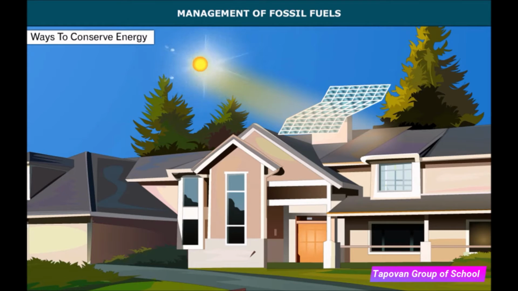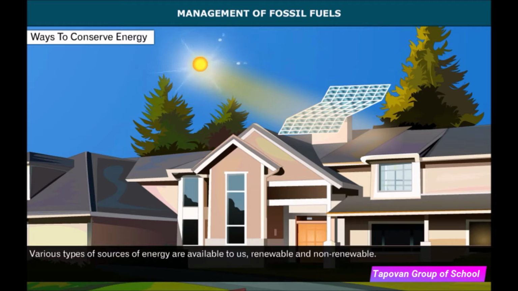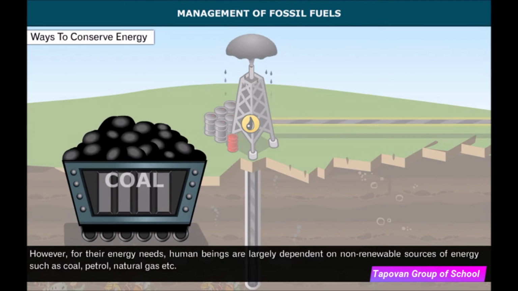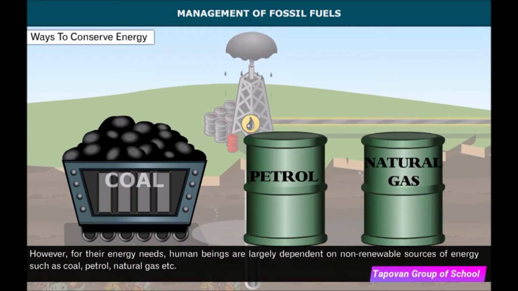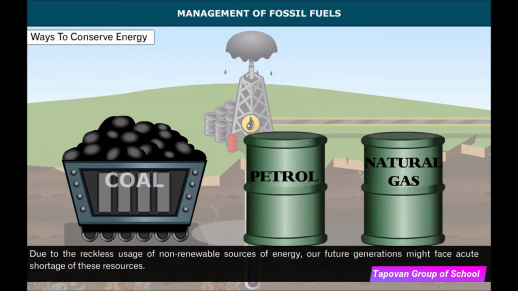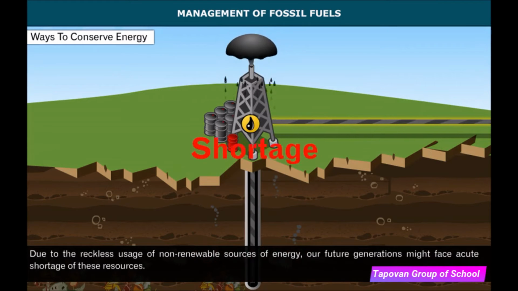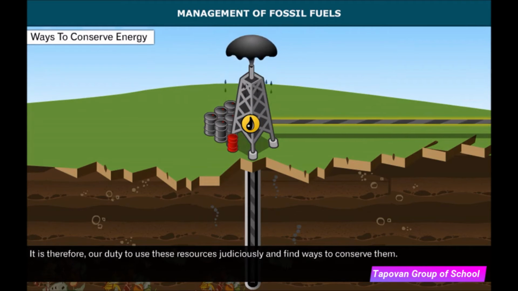Ways to conserve energy. Various types of sources of energy are available to us, renewable and non-renewable. However, for their energy needs, human beings are largely dependent on non-renewable sources of energy such as coal, petrol, natural gas, etc. Due to the reckless usage of non-renewable sources of energy, our future generations might face acute shortage of these resources. It is therefore our duty to use these resources judiciously and find ways to conserve them.